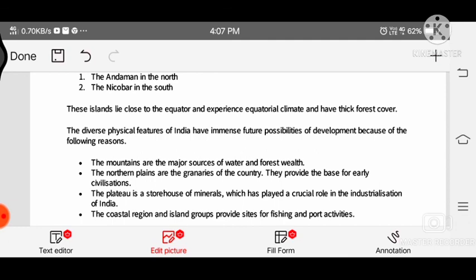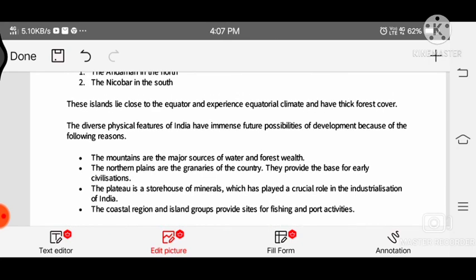In India, Rakhigarhi, which is situated in Haryana, is the biggest city of the Indus Valley civilization in India. The plateau is a storehouse of minerals, which has played a crucial role in the industrialization of India. The coastal region and the island groups provide sites for fishing and port activities.